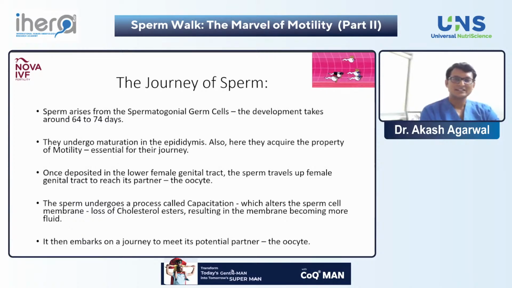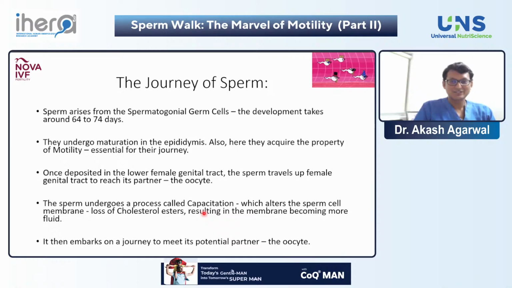The sperms deposited in the lower female genital tract have this big task of reaching the oocyte. They have to travel up the female genital tract, and for this, post liquefaction, they have to undergo a process called capacitation. Capacitation is a process whereby a loss of cholesterol esters happens in the sperm cell membrane, thereby increasing the fluidity of the membrane. So it can now respond to additional changes as well, and it gives the sperm the ability to fertilize.